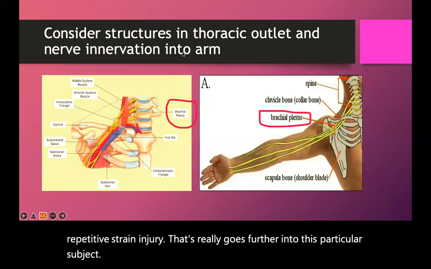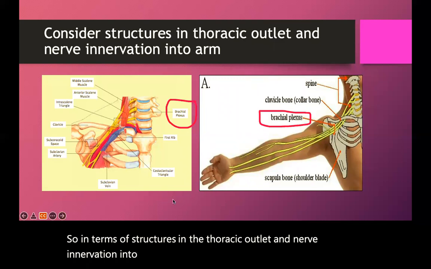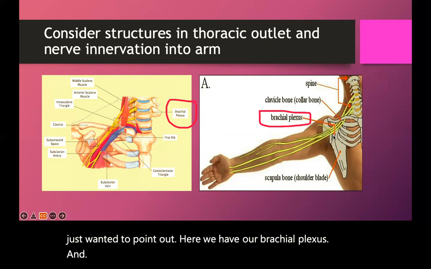So in terms of structures in the thoracic outlet and nerve innervation into the arm, these are the anatomical structures we just wanted to point out. Here we have our brachial plexus, and it's just good for you to know anatomically where you're looking at this.